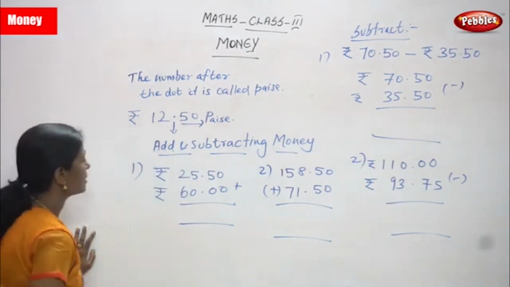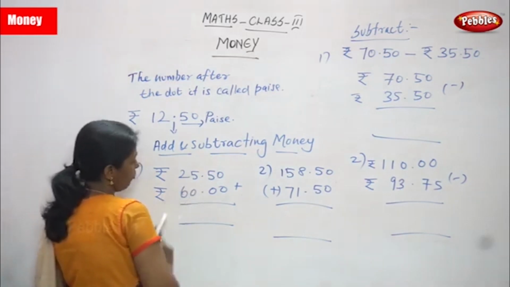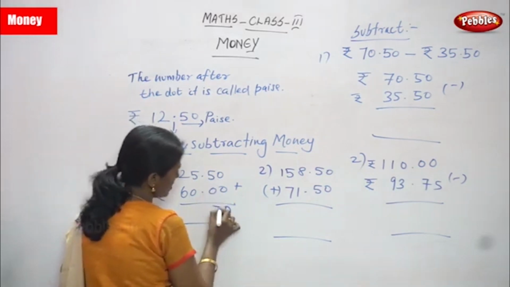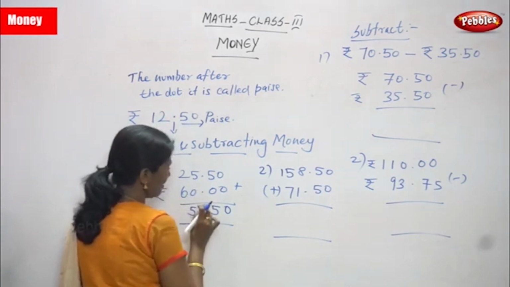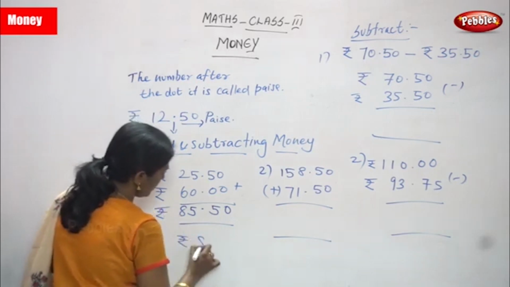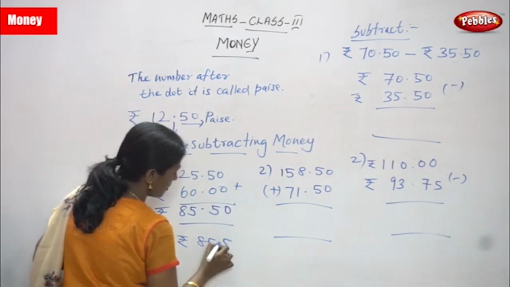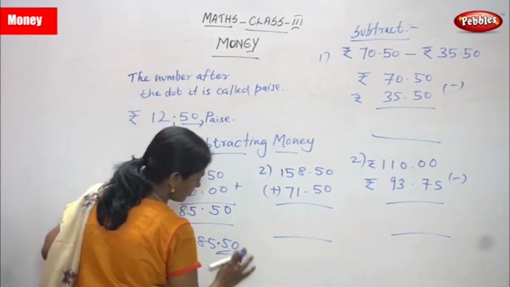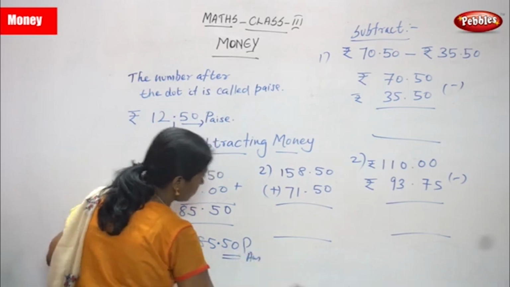Okay, adding and subtracting money. The first one is 25 rupees 50 paise and 60 rupees. We have to add them together, general addition only. So 0 plus 0, 0; 5 plus 0, 5. Again the dot. Then 5 plus 0, 5, and 6 plus 2, 7, 8. So the answer is 85 rupees 50 paise. P means paise, the short form. This is the right answer for the question.